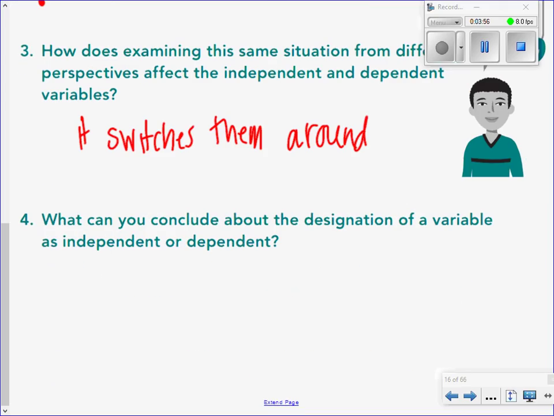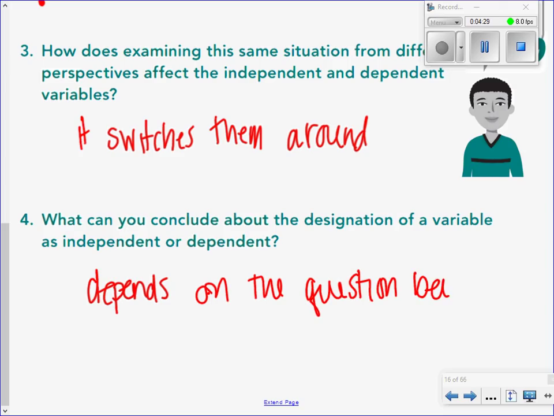Okay? And that happens because what can you conclude about the designation of a variable as independent or dependent? That's just asking, what makes them switch around? If it's independent in the first problem, why is it dependent in the second problem? And that is just, it depends on the question being asked. It totally depends on the question being asked.